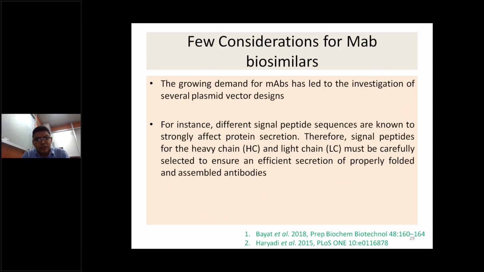So a few considerations I would like to talk about here for the mAb biosimilars. The growing demand for monoclonal antibodies has led to the investigation of several plasmid vector designs. So these tandem vectors are one of those. For instance, different signal peptide sequences are known to strongly affect protein secretion. Therefore, signal peptides for the heavy chain and the light chain must be carefully selected to ensure efficient secretion of properly folded and assembled antibodies. So these are the considerations which are very crucial while going for monoclonal antibody based biologics or biosimilar production.